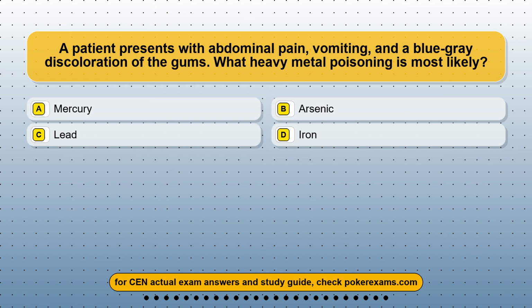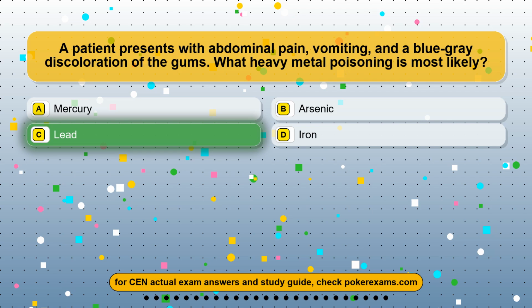Question 20. A patient presents with abdominal pain, vomiting, and a blue-gray discoloration of the gums. What heavy metal poisoning is most likely? Option A, mercury. Option B, arsenic. Option C, lead. Option D, iron.